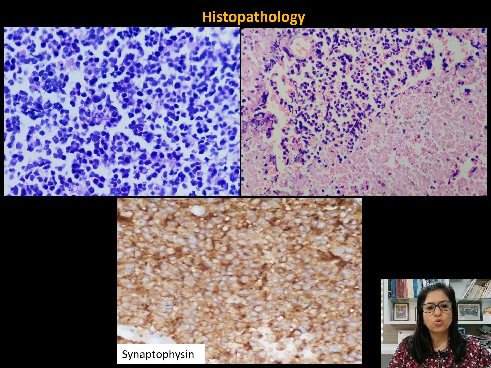These are the microscopic findings. So this slide shows a highly cellular embryonal tumor. You can see it's a small round blue cell tumor composed of undifferentiated cells arranged in haphazard pattern. The cells have high NC ratio with hyperchromatic nuclei and scant eosinophilic cytoplasm, and the mitotic activity is increased. These are the areas of necrosis, and this is synaptophysin positive.